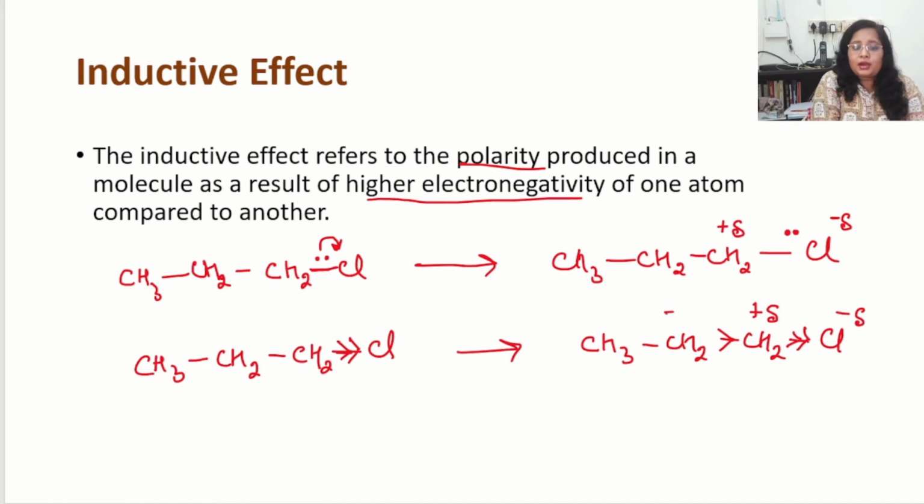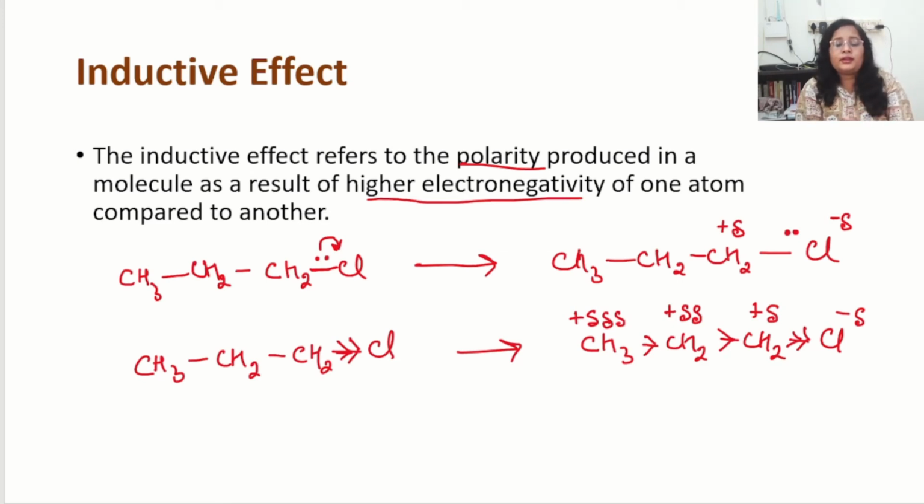The next coming carbon is also having a minor plus charge because the electron shifting is occurring. So it will get a very small amount of positive charge because of the positively charged carbon which is attracting the electron from the next carbon. In the same way, electron shifting occurs and the next carbon also acquires a very small amount.